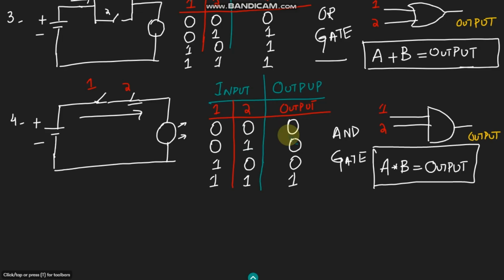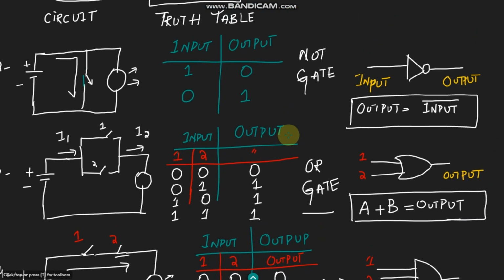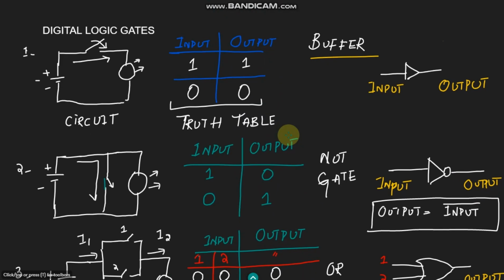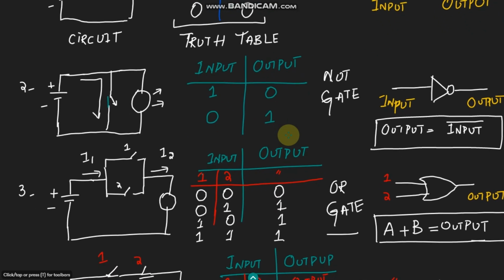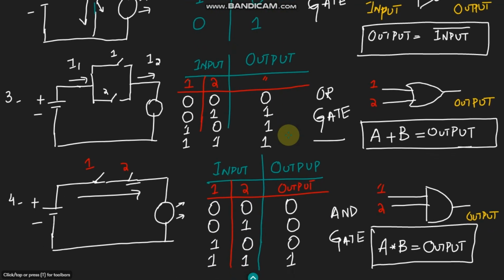So that is the end of this lecture, in which we have seen 4 very basic logic gates. The first one is the buffer, which shows the flow of current from one end to the other. The second one is the conceptual overview of the NOT gate. The third one is the OR, while the fourth one is the AND gate.